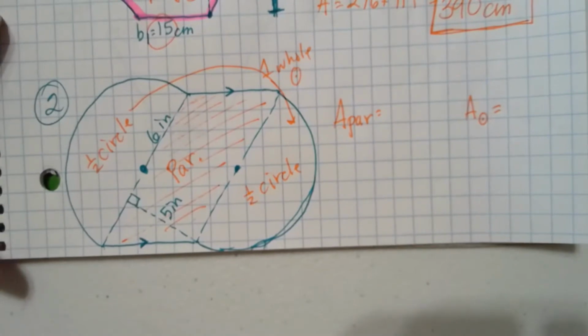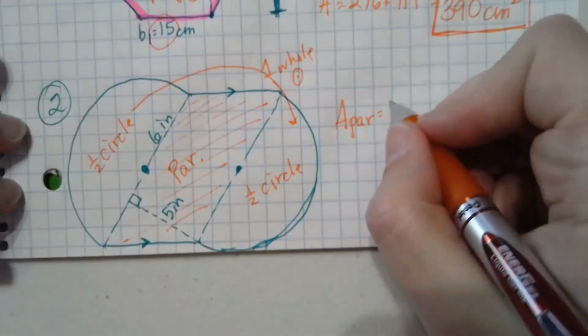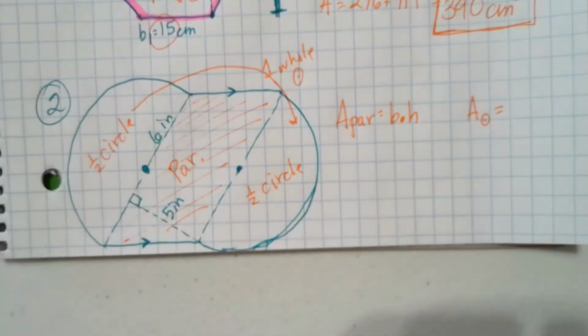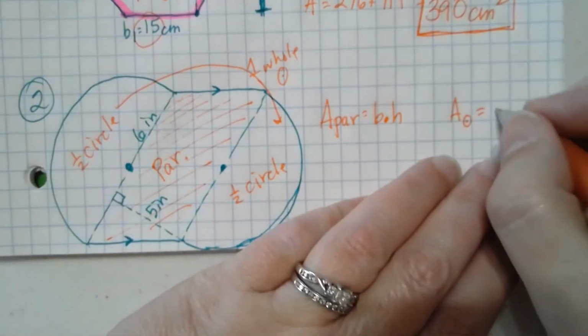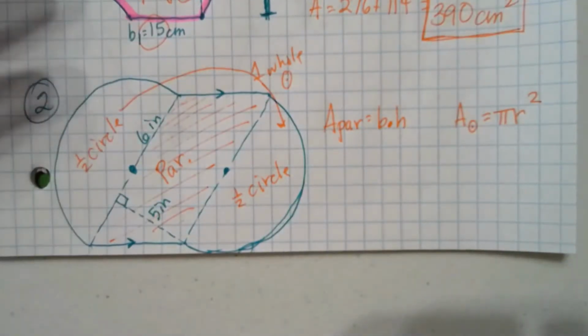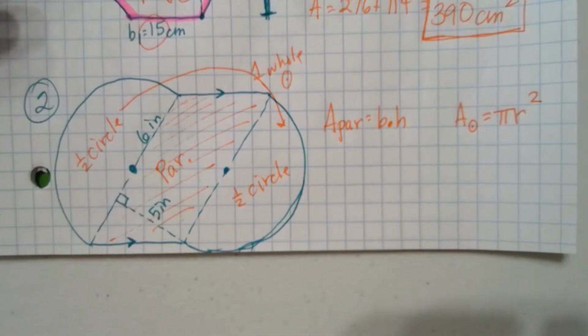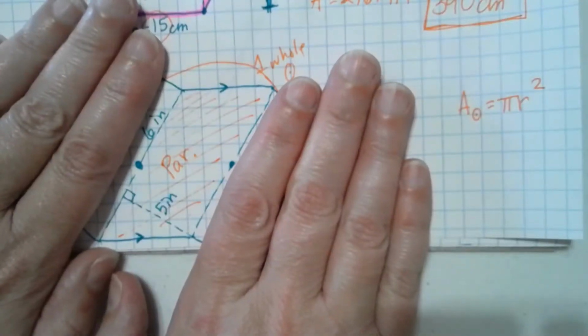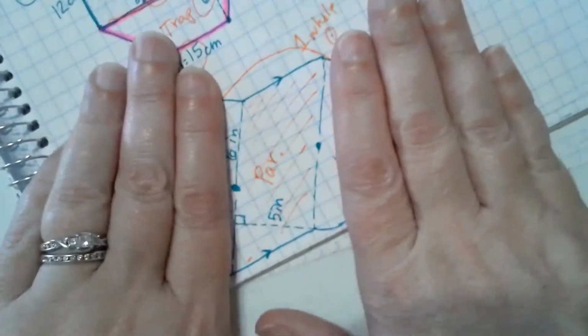All right, so area of a parallelogram is base times height. Area of a circle is pi r squared. Okay, so take a second, pause the video if you'd like, see if you can find the base and the height of this parallelogram. If this was all by itself and you didn't see any of this other stuff, you might want to turn it, right? Let's turn it this way.